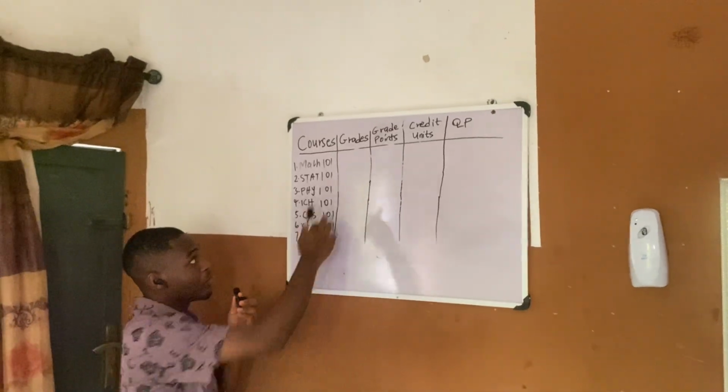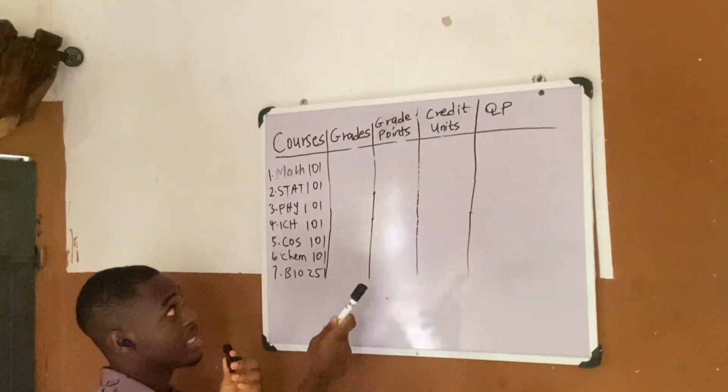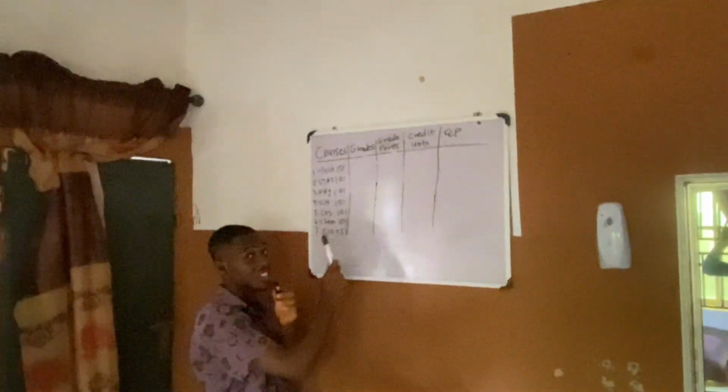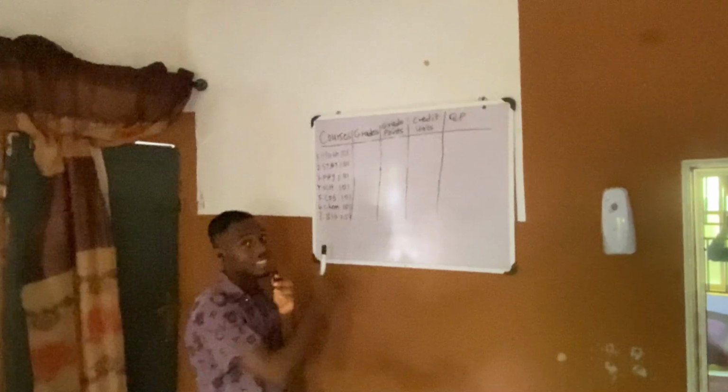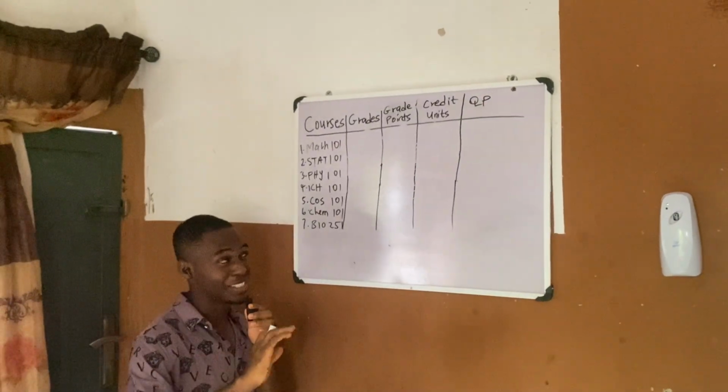All right, so we have gone over what grades are. Grade points are basically the points that each grade represents. Just like A is 5, B is 4, C is 3, D is 2, E is 1, and F. Sorry, I was not the one that made it. F is 0, nothing for you.